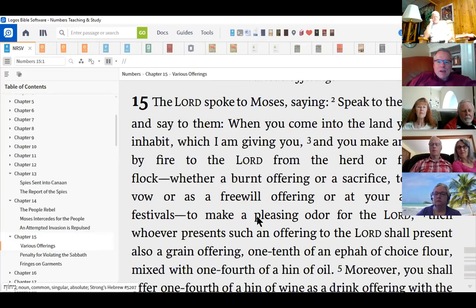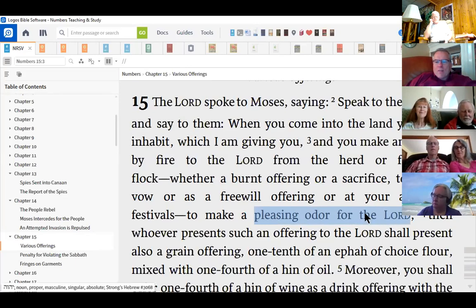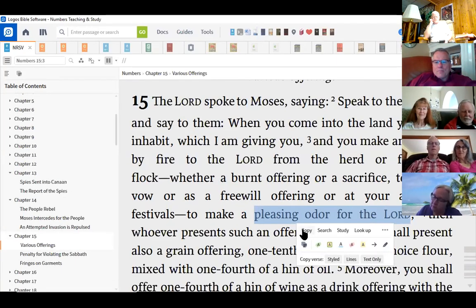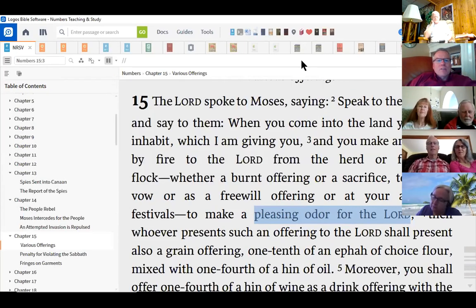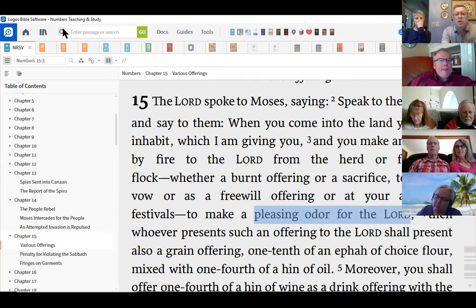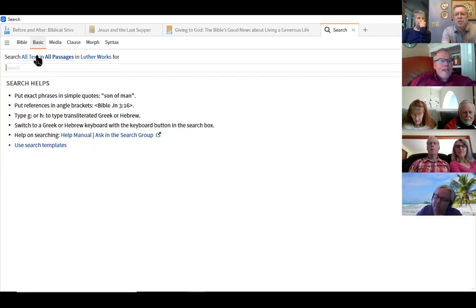The other thing that jumped out at me was this pleasing odor for the Lord. I want to see if I can copy that and then do a quick little search here. Maybe you could also translate those measurements. We've never heard of an ephah or a hin. What does that mean in our world?